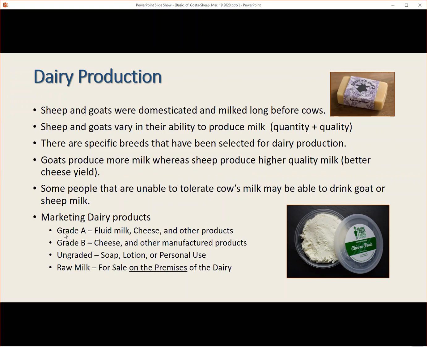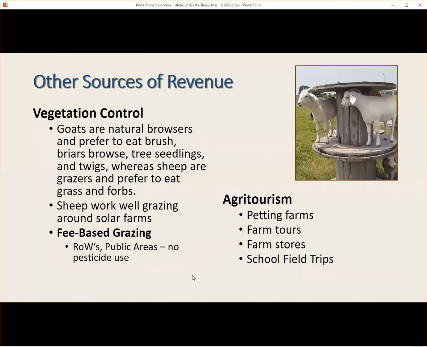Key thing is a grade A dairy is what you need for fluid milk. A grade B dairy is what you need if you're going to do cheese or other manufactured dairy products. You can have an ungraded dairy, which is just fine for soap or lotions or for your personal use. And then raw milk can be sold, but only in Illinois, only on the premises of the dairy. People have to come on to the premises of the dairy.